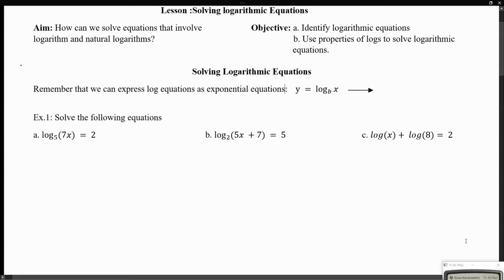Welcome. In this video, we're going to be discussing how to properly solve logarithmic equations. So let's get started. Before we go into the actual examples, let's just review this key property for logarithms.